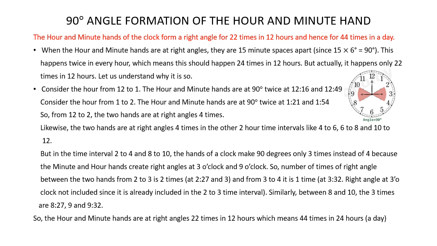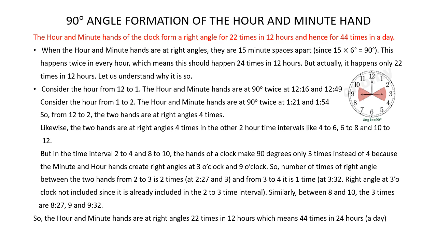Now let's find out how many times the two hands of the clock are at right angles in a 12-hour span. First, let's consider the hour from 12 to 1. The hour and minute hands are at right angles 2 times between 12 and 1. Once at 12:16 and the next time at 12:49.